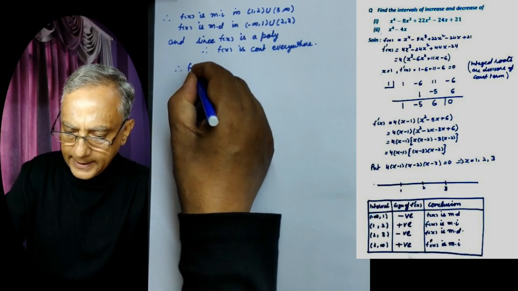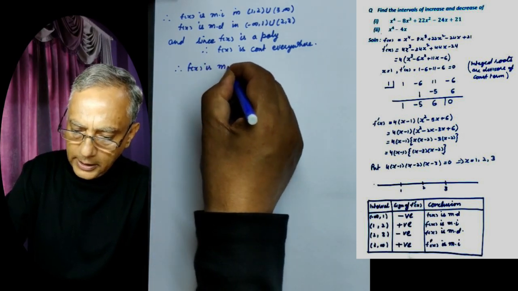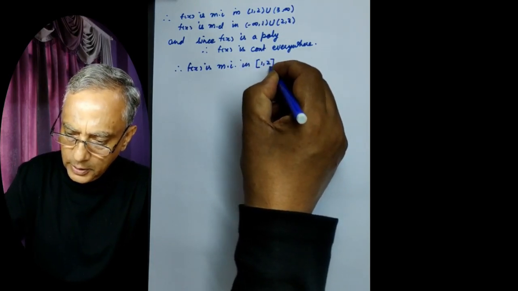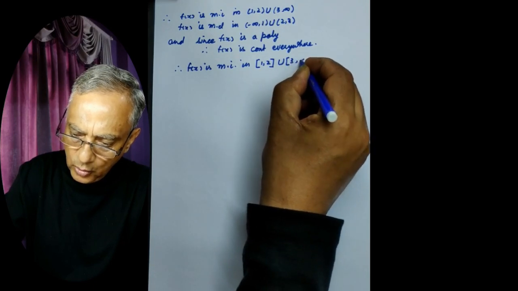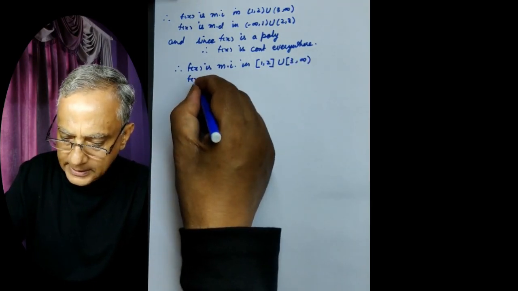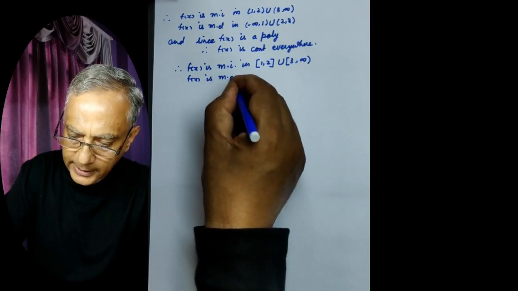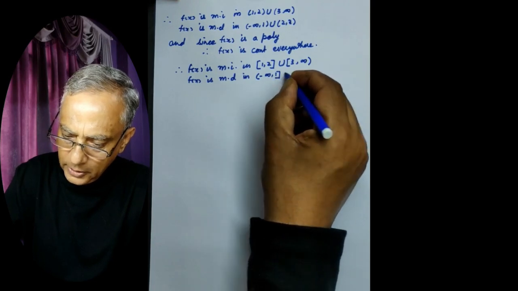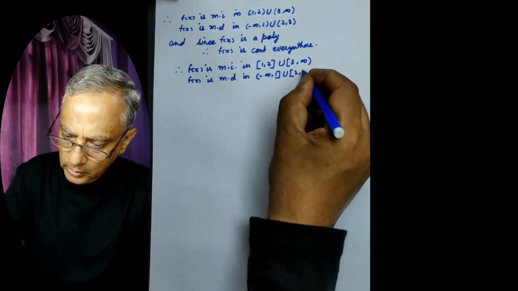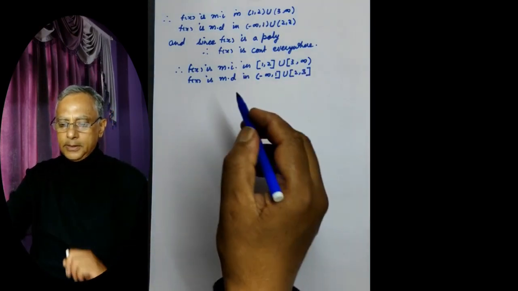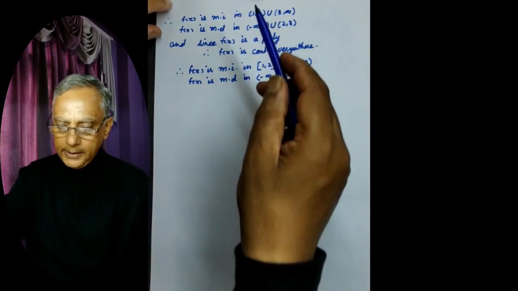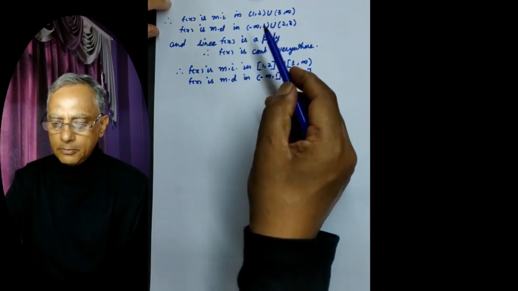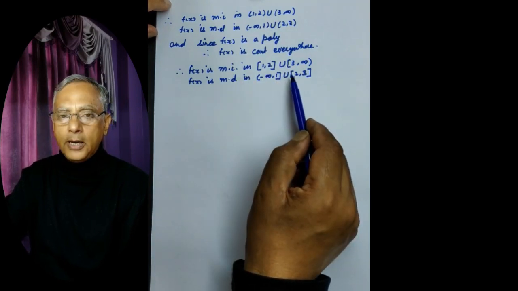Therefore fx is monotonically increasing in 1 to 2 union 3 to infinity, and fx is monotonically decreasing in minus infinity to 1 union 2 to 3. This is the answer. In these intervals, it is strictly monotonically increasing, strictly monotonically decreasing. But here it is monotonically increasing, monotonically decreasing.